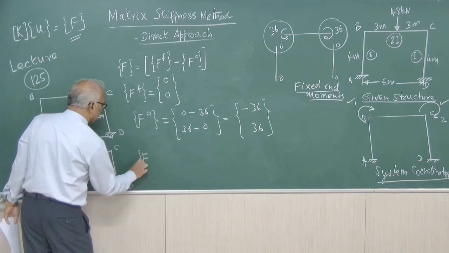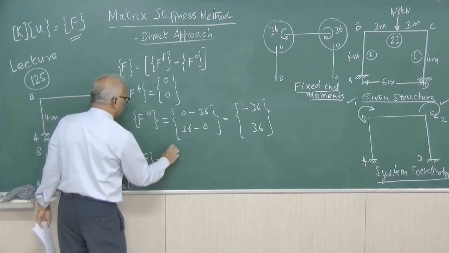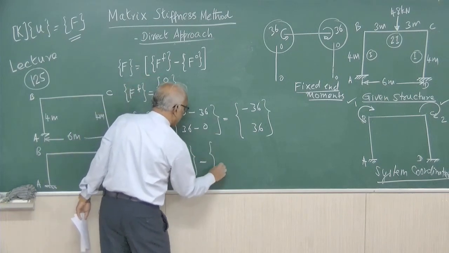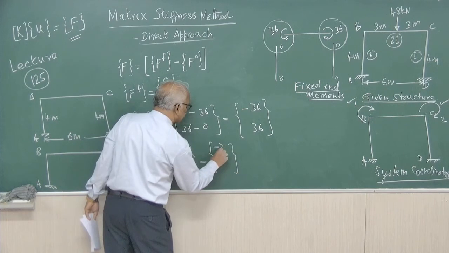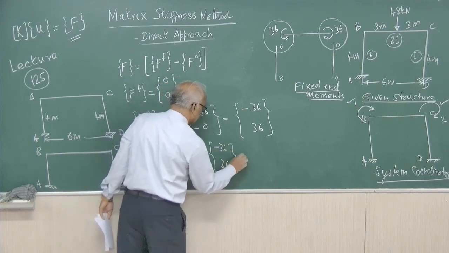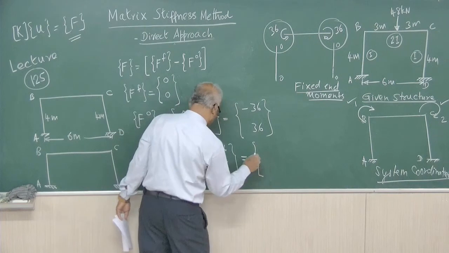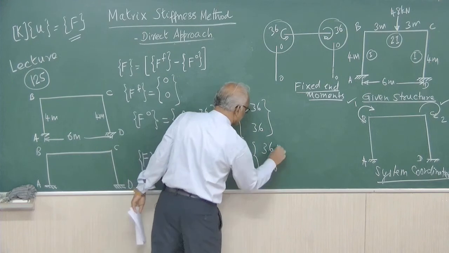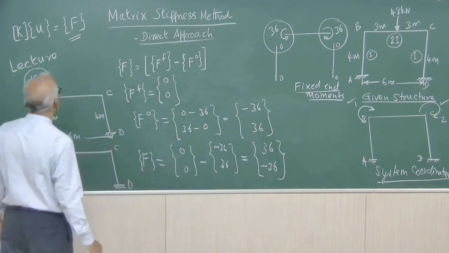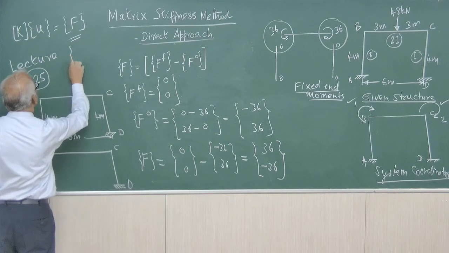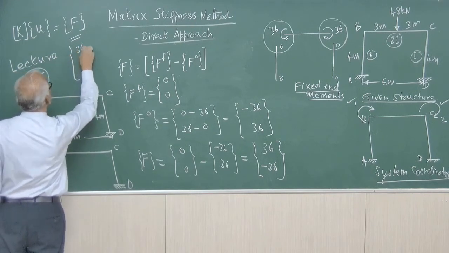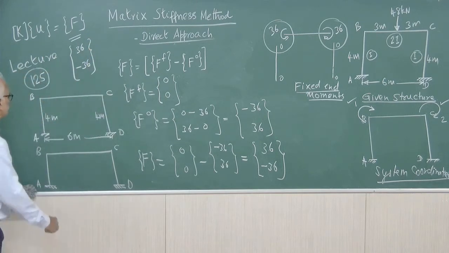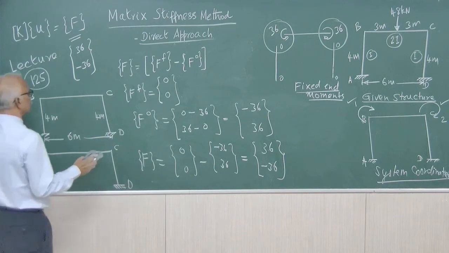Therefore, the right hand side F equal to 0, 0 minus 36 and plus 36. So this will become minus and minus will become plus. So this is plus and this is minus. So this is our right hand side. So right hand side is 36 minus 36. This is the force vector. So right hand side is over.